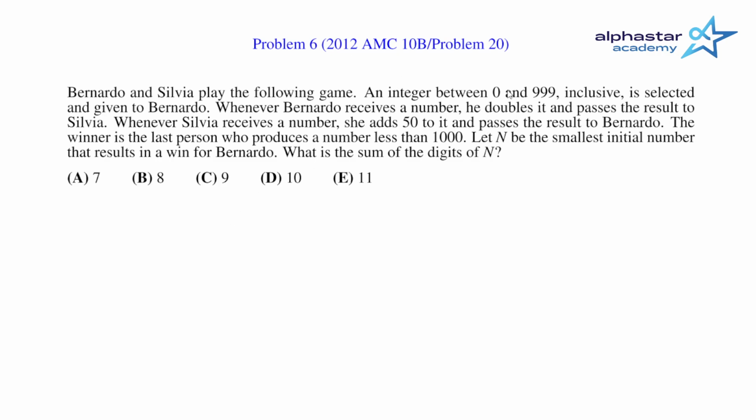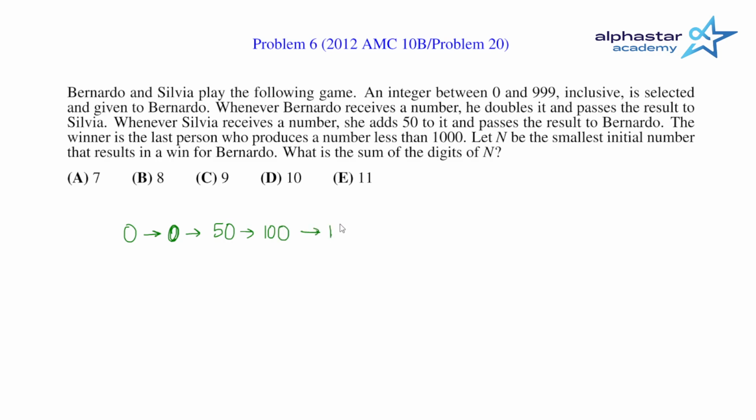As with any large game such as this, it is always good to think about small examples. For example, Bernardo receives the number 0 initially, right? That's the number that they pick. Okay, then what will Bernardo do? Bernardo will double it and give it to Sylvia. So Sylvia will receive 0 also. Sylvia adds 50, passing the result to Bernardo, who doubles it.